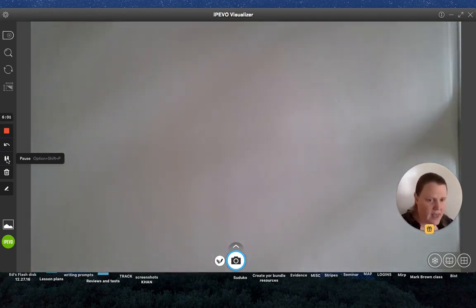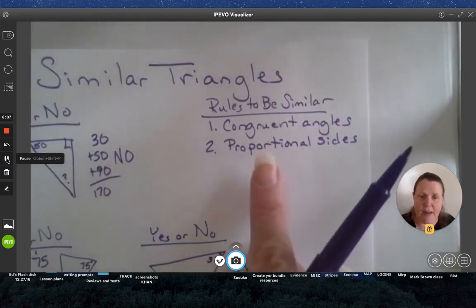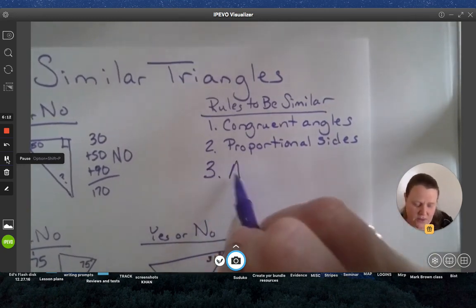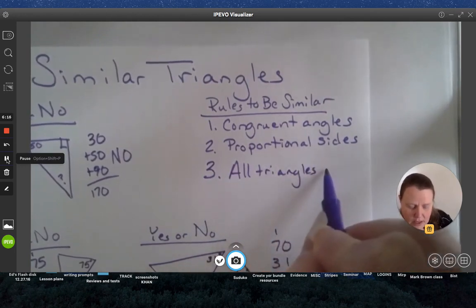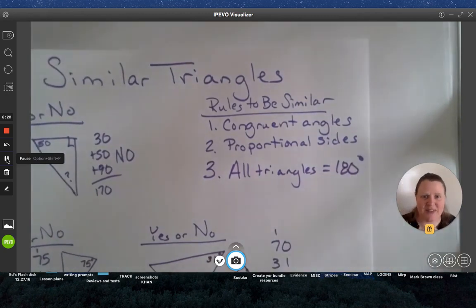A reminder that the rules for similar triangles are that the angles have to be congruent, they have to have proportional sides, and clearly we still have to follow the rule that all triangles equal 180 degrees. So don't let them fool you.